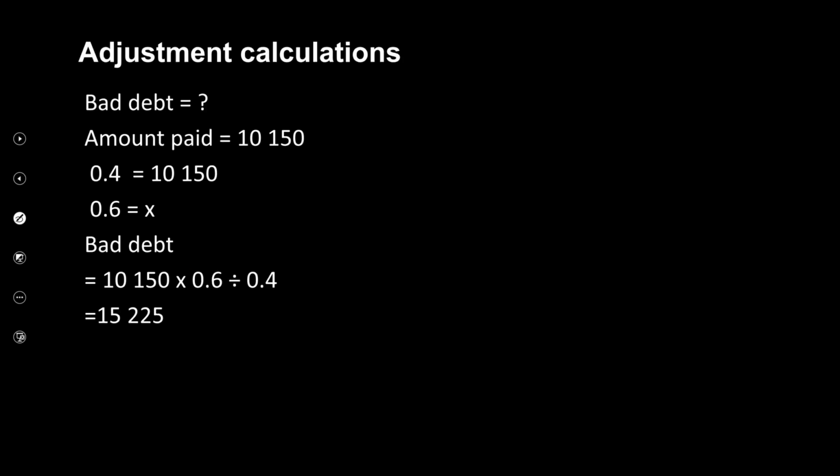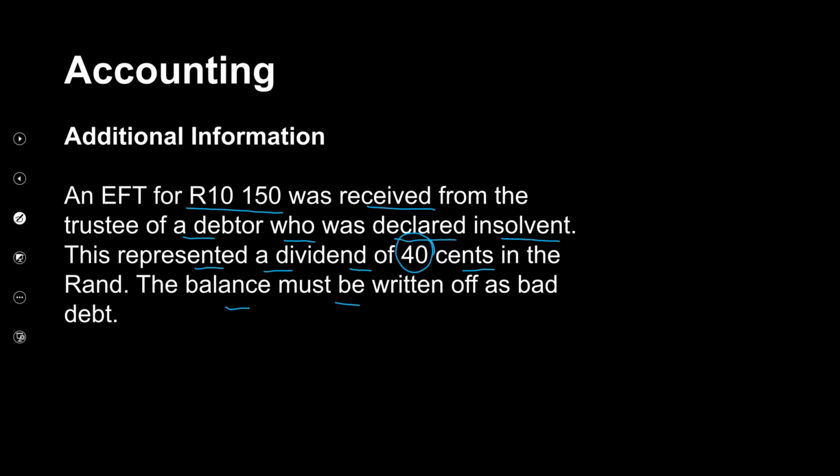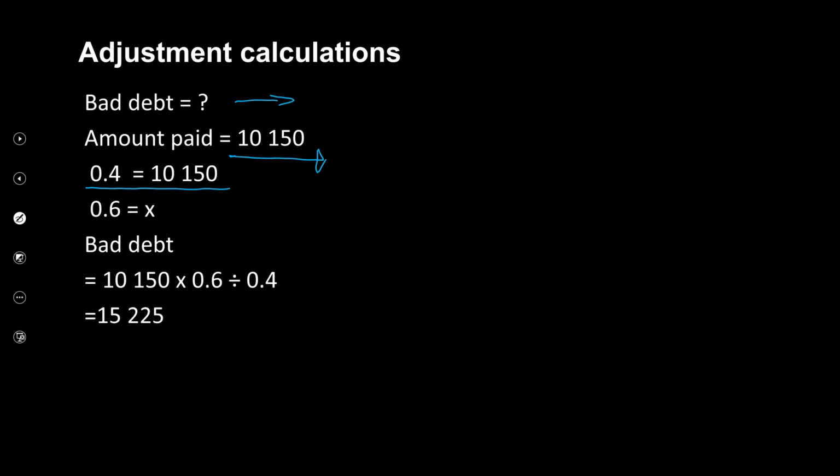Okay, watch my calculation. I need to find out what portion is my bad debt. So I say the amount that I received was 10,150, and this is equal to the 40 cents, meaning I was told that this represented a dividend of 40 cents in the rand. Therefore, I now say fine. The 60 cents in the rand is my bad debt, which is equal to my unknown. How do I solve? Cross multiply: 10,150 times 0,6 divided by 0,4.